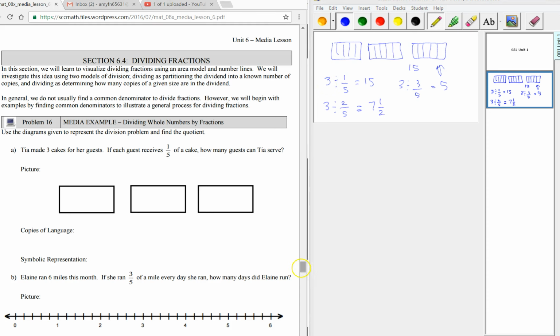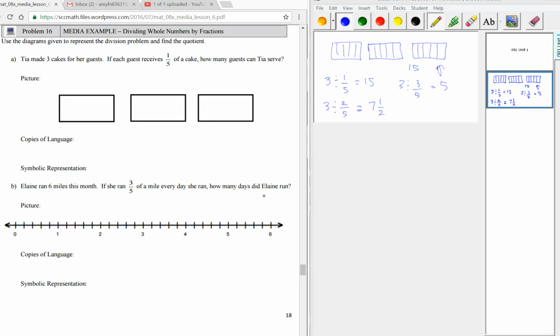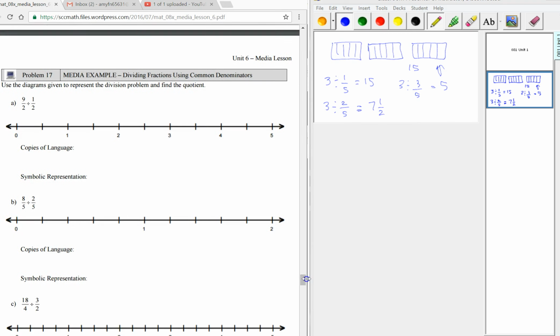So let's see. Again, Elaine ran 6 miles this month, 3/5 of a mile a day. How many days did she run? Really getting them to visualize this is important. A lot of times they just want to multiply. I don't know why, but we're asking how many copies of 3/5 are in 6. So this is her whole run, and you want to count the 3/5. Getting them to do this is invaluable because, again, this is really difficult for them to see.